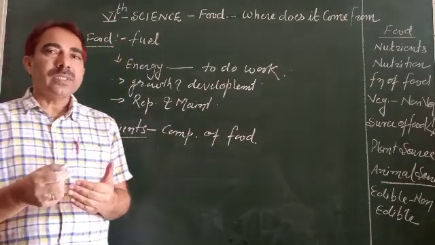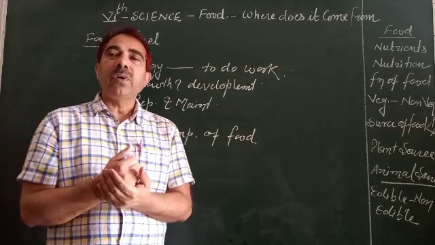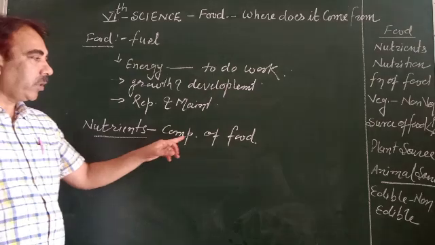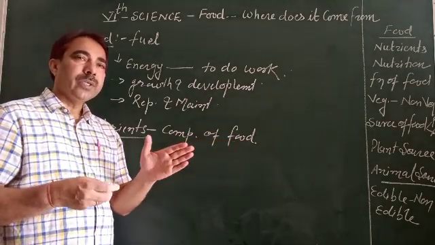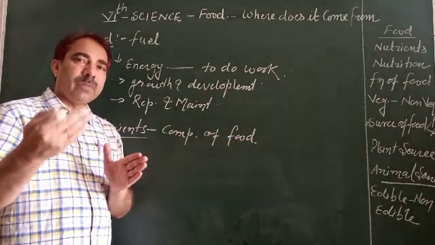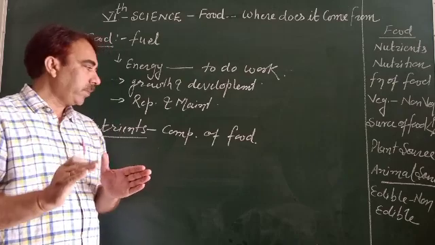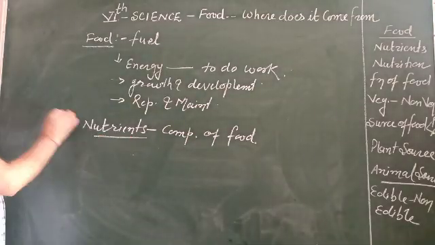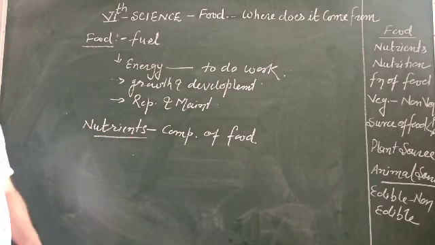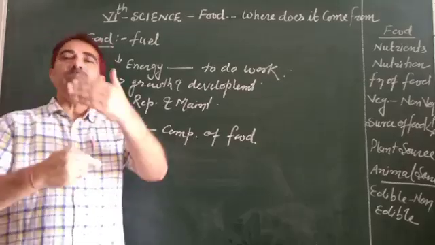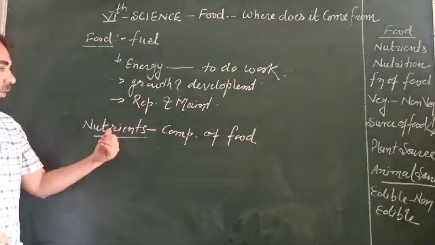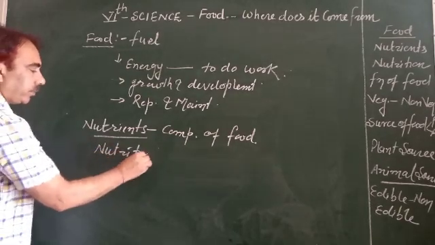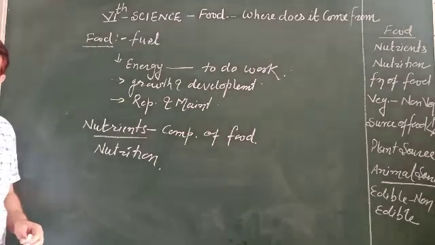Then roughage, fibers, which are generally found in raw fruits and vegetables, and water. These are all components of food: carbohydrate, fat, protein, vitamin, mineral, roughage and even water. They are the different components of food, and all the components of food are collectively known as nutrients. And the intake of all these nutrients is called nutrition. Okay?